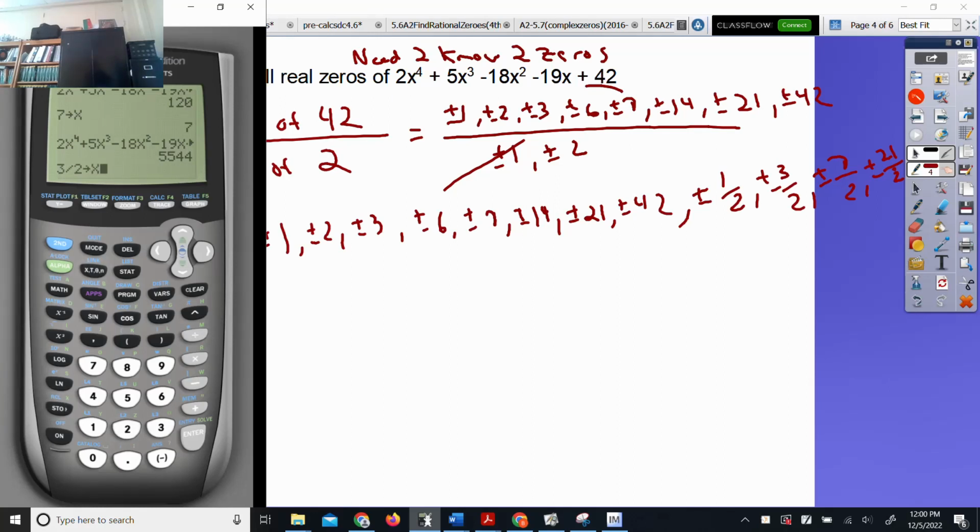3 over 2 stored to x. I think Nathan might have found one for us, if my memory serves me right. He did. Good job, Nathan. F of 3 halves is 0. By the way, if f of 3 halves is 0, what's the factor? That's right. That's the factor x minus 3 over 2.